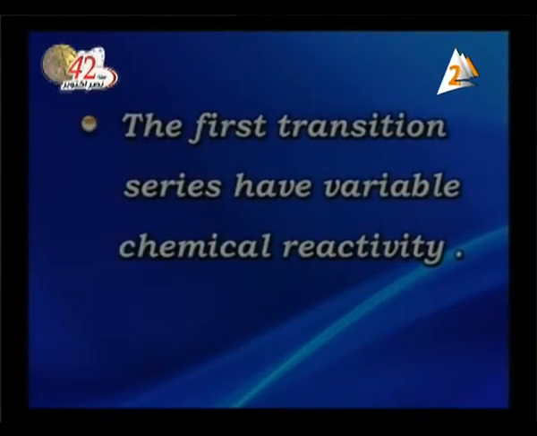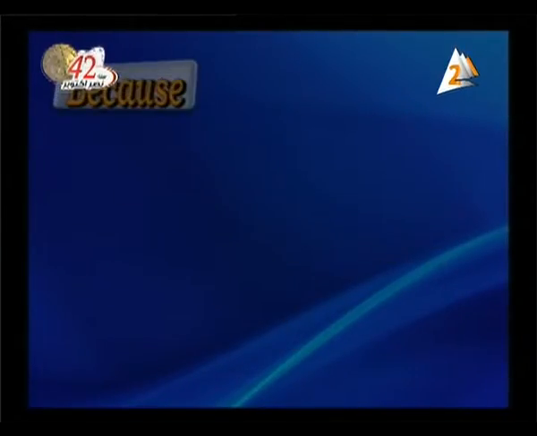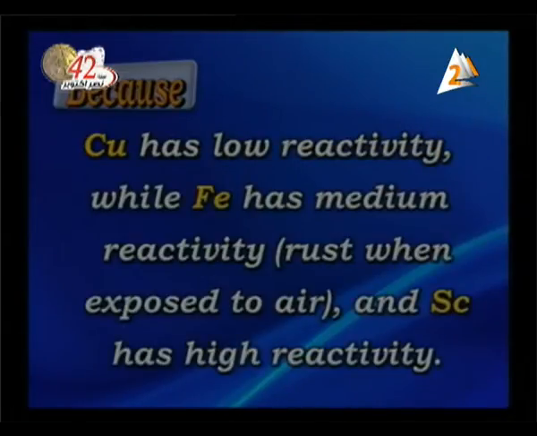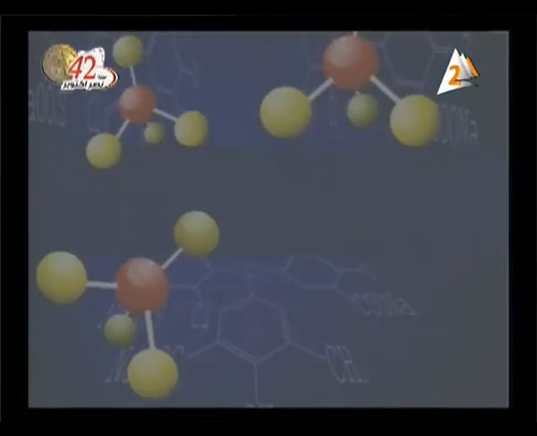My dear students, the first transition series have variable chemical reactivity, and so we have to give reason in this point. The reason for that is because copper has low reactivity while iron has medium reactivity as it rusts when exposed to air, and scandium has high reactivity.